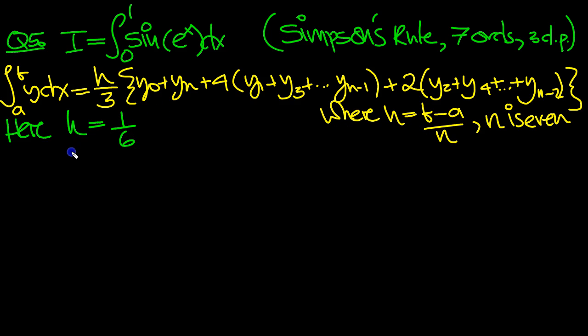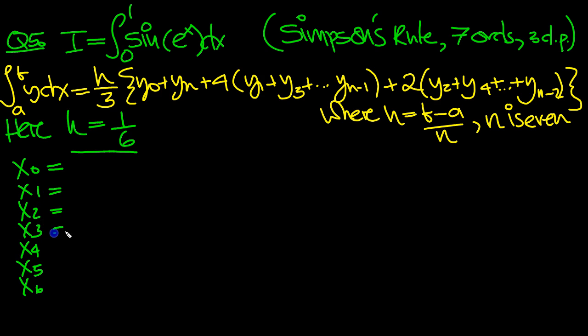So h is 1/6. And we need 7 ordinates, so we need x0, x1 up to x6. There we are, there's the 7 of them. We go from 0 to 1, so we're incrementing in sixths. So this is a sixth, this is 2/6, 3/6, 4/6, 5/6, and of course the 1 can be written as 6/6, can't it? So there's our ordinates.